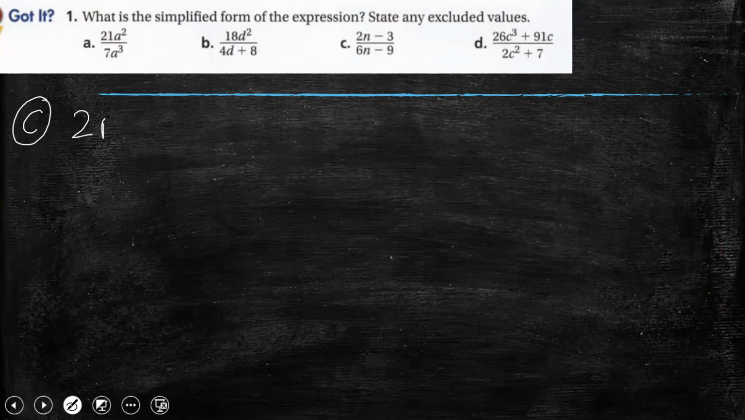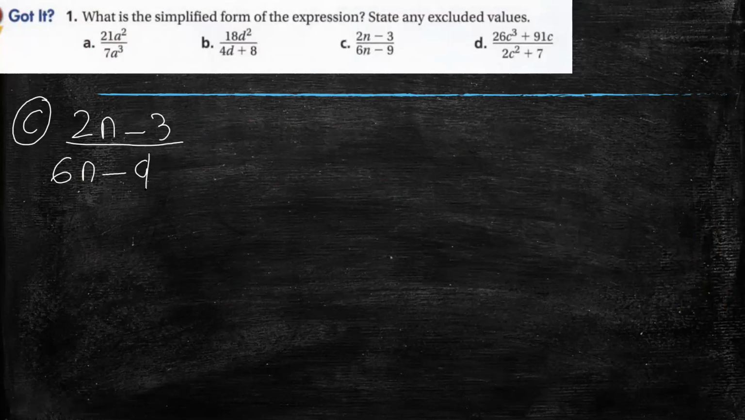2n minus 3 over 6 and minus 9. As I told you, they are not multiplied here. They have a plus or minus sign. When we have a plus or minus sign, I can find the common factor or factorize it.